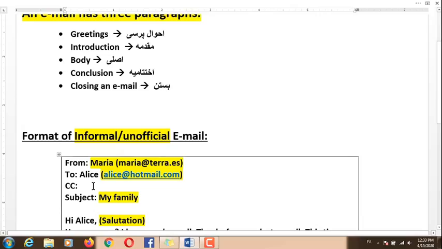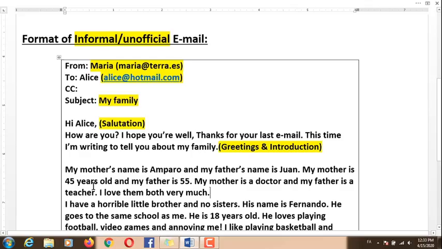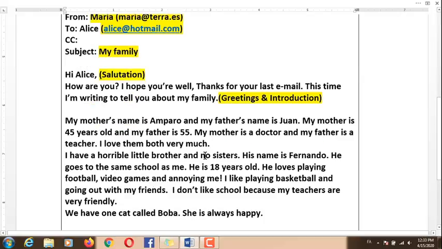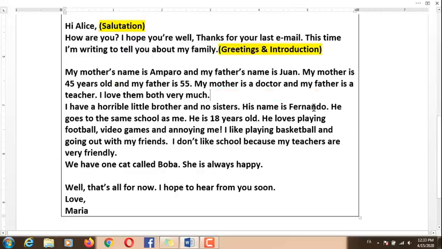I have a horrible little brother and no sisters. His name is Fernando. He goes to the same school as me. He is 18 years old. He loves playing football. تمام اطلاعات برشم نوشته کردم. بنا این پاراگراف ما چی هست؟ So this paragraph is what? Body paragraph. Okay? Body paragraph.